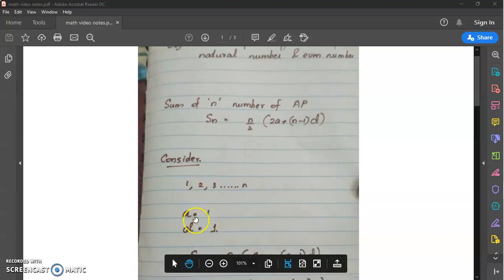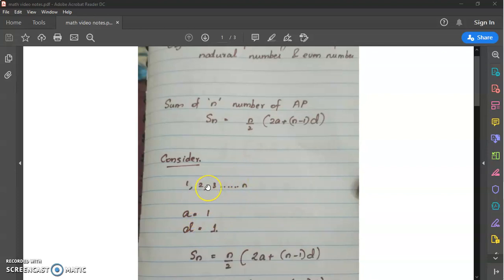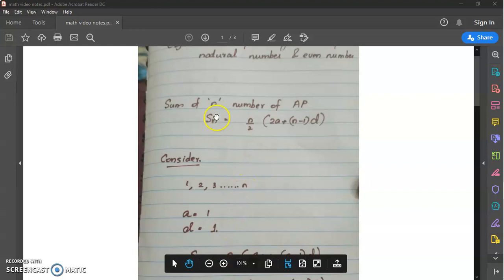So, let's go one by one. What is a here? a is equal to 1. The first term here is 1. d is equal to 1. So, we need to find the sum of all these numbers. That is 1 plus 2 plus 3 plus 4 plus 5 plus 6 and so on till n. Okay. So, what is the sum of n numbers of an AP?